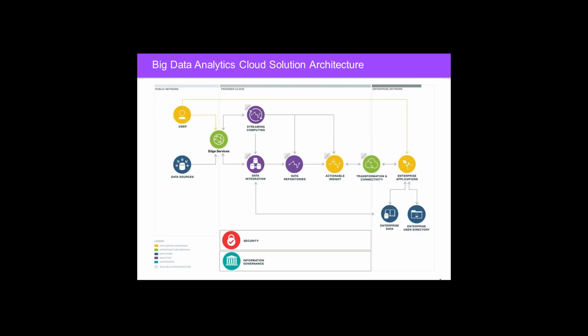So slide 7 now shows the connectivity between the various components. It's the same diagram.